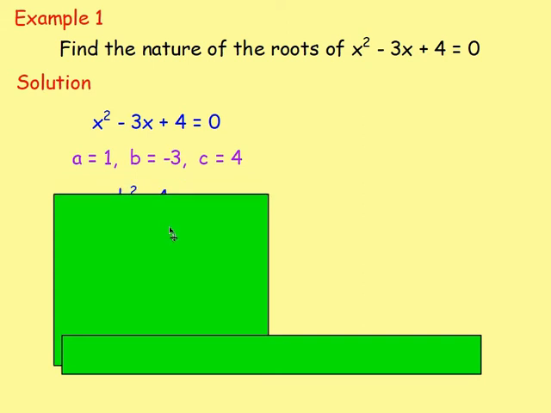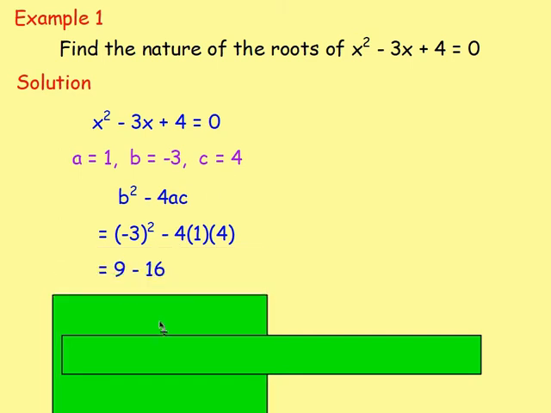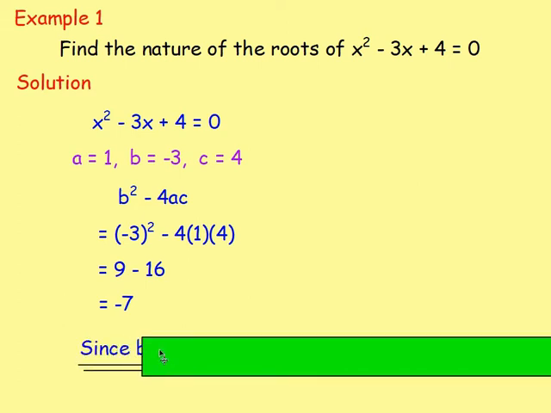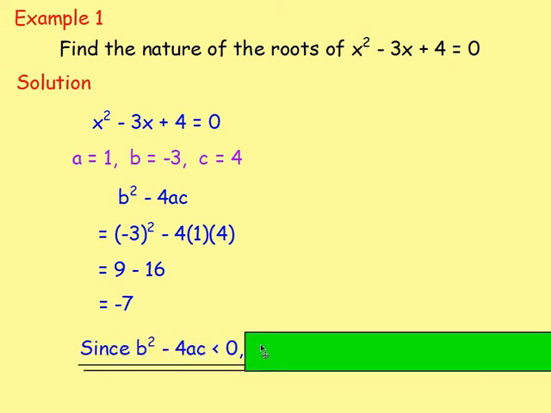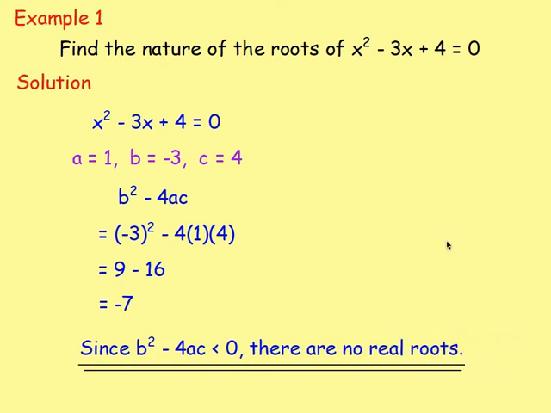Sub them in to b squared minus 4ac, and you'd have negative 3 squared, take away 4 times 1 times 4, which will give us negative 7. And you can say then that since b squared minus 4ac is less than 0, it means there are no real roots. Let's try another one.